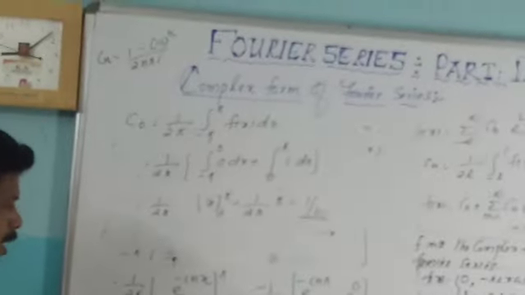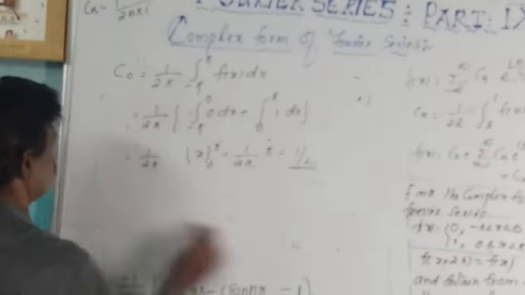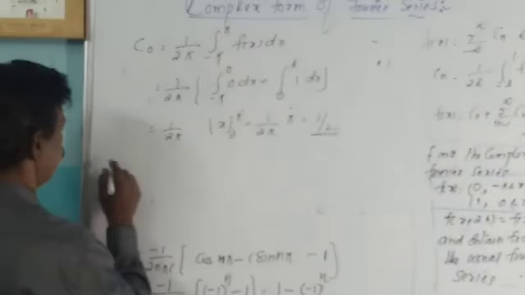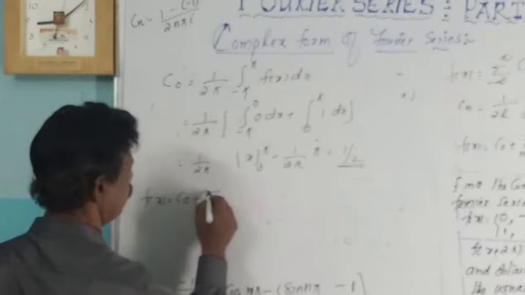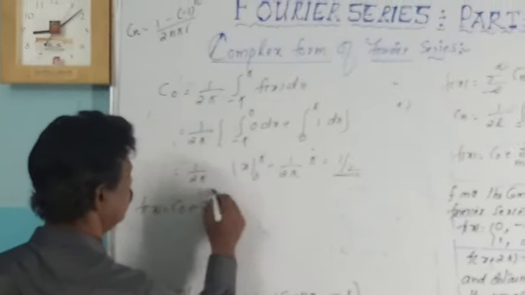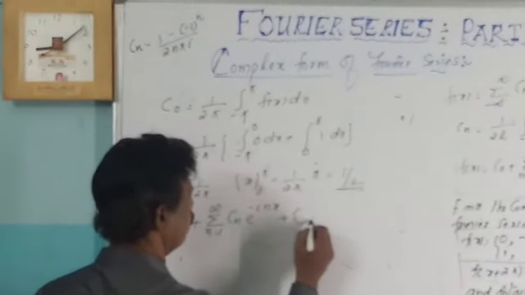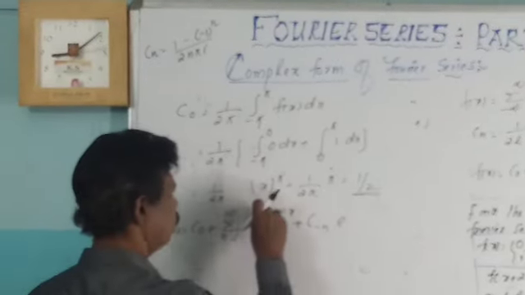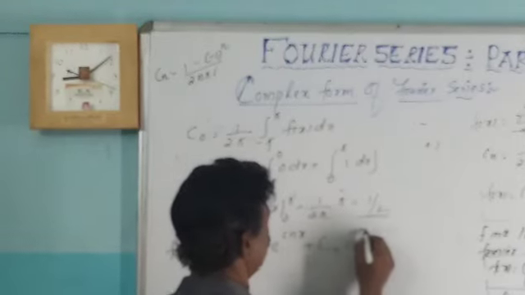Cn is equal to (1 minus (minus 1) all raised to n) by 2 n pi i, and C0 is equal to 1 by 2. Substitute this value in the complex form of Fourier series formula. That is f of x equals C0 plus sigma n equal to 1 to infinity Cn e raised to i n x plus C minus n e raised to minus i n x.